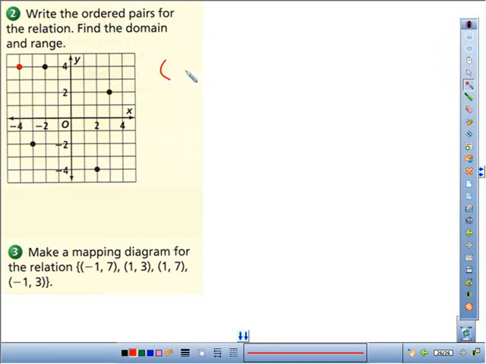We have (-4, 4). For this point right here, we have (-3, -2). For this point right here, we have (-2, 4). For this point right here, we have (2, -4). And for the last point right here, we have (3, 2).